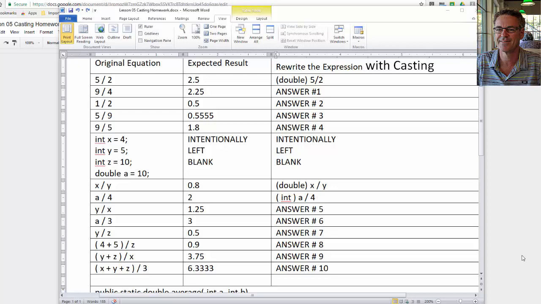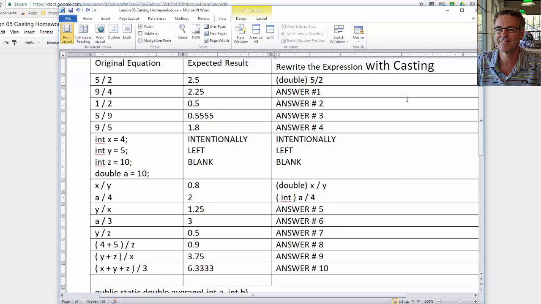Okay. On guess the output of casting, when I do it for you, you do a really good job as a class. You're ready to move on. But when I have you write the code that requires casting, we're having some difficulty still. And so that's what this homework was about.